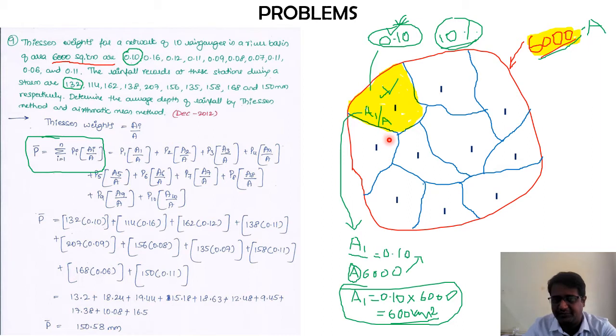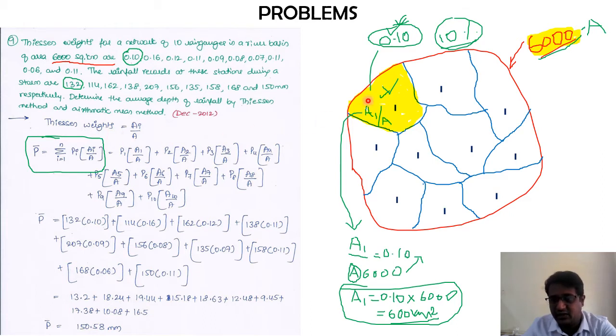Ultimately our basic concept remains the same. We are trying to determine the effective areas for each of the rain gauge stations, and only then are we going to get the mean precipitation over that area with the help of the Thiessen polygon method. But the way we are calculating here is different from the previous technique we used, so that's why I'm explaining Thiessen weights and what they mean.